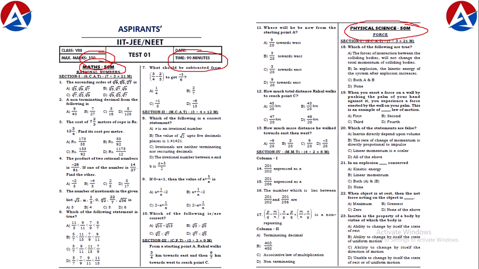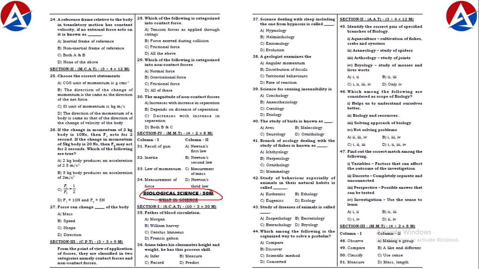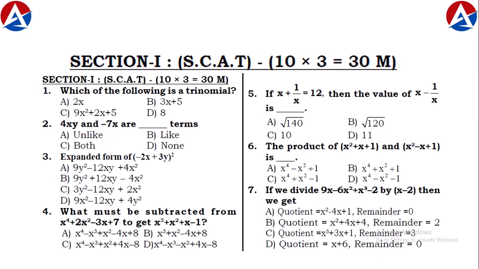So maths, physical science and biological science are given each subject for 50 marks, totally for 150. Now let us see section wise segregation of these subject wise marks. As I told, each subject is given for 50 marks. In the first section, we have given 7 questions from each subject.